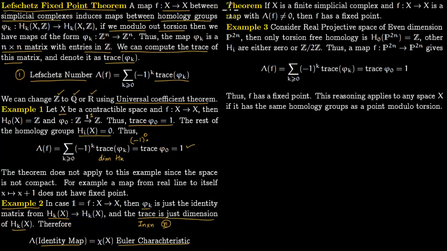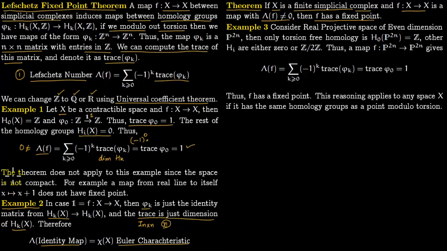So the Lefschetz fixed point theorem is: if X is a finite simplicial complex and you have a map f from X to X with lambda of f not 0, then f has a fixed point. So this finite simplicial complex is important. You need this compactness condition, and that we will see here. Notice that here now lambda of f is 1, so lambda of f is not 0.